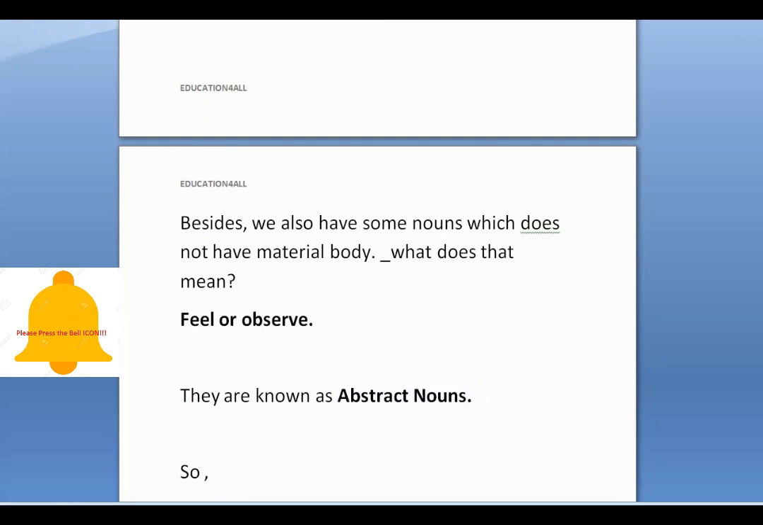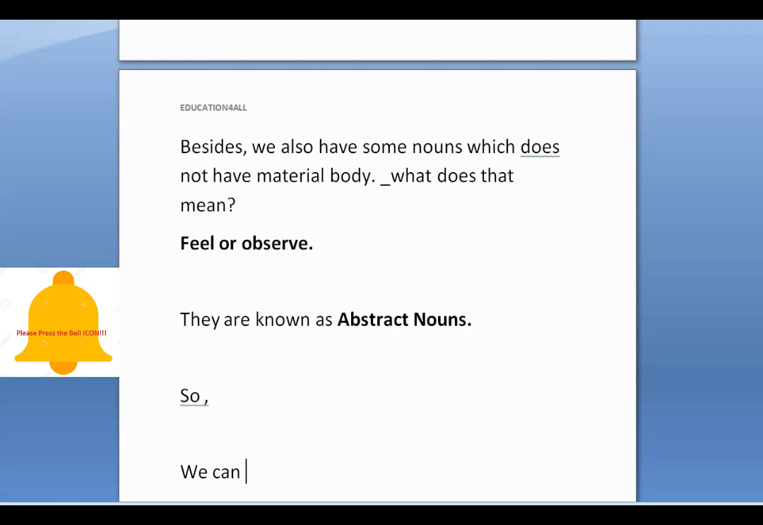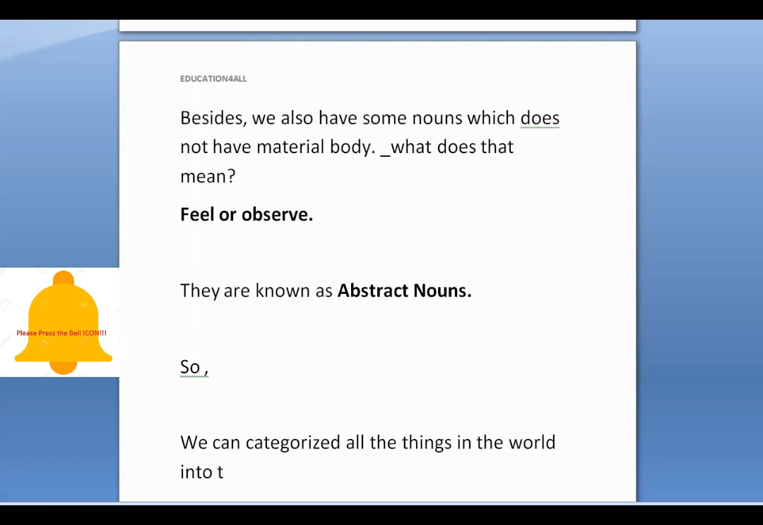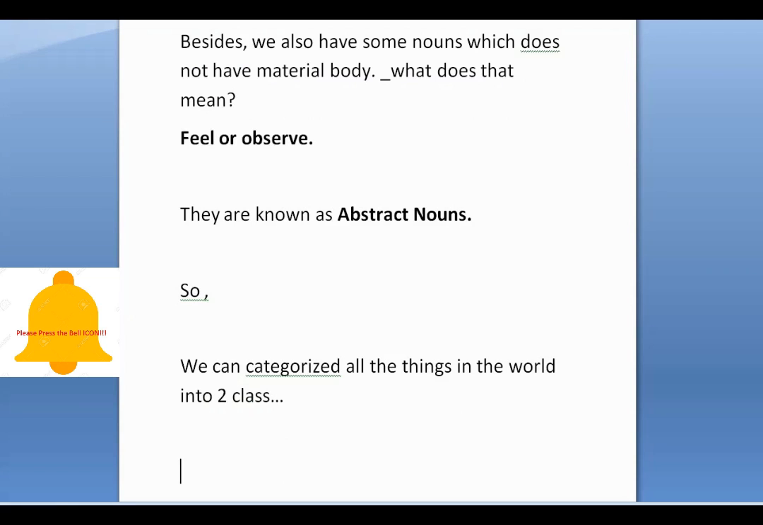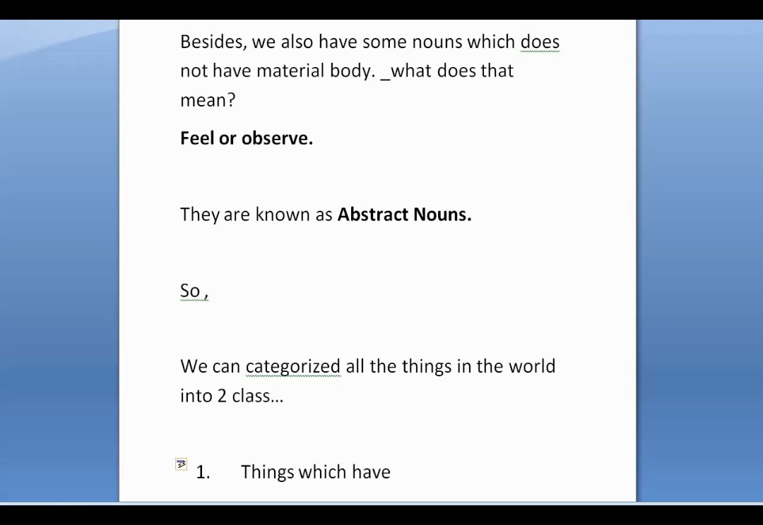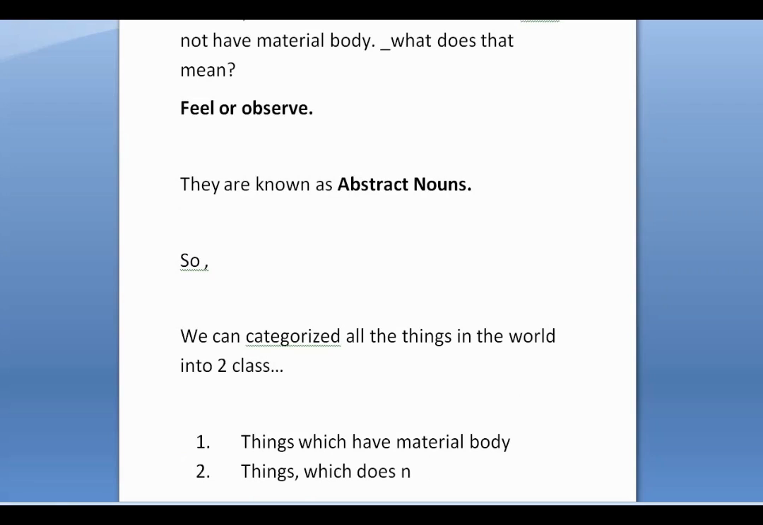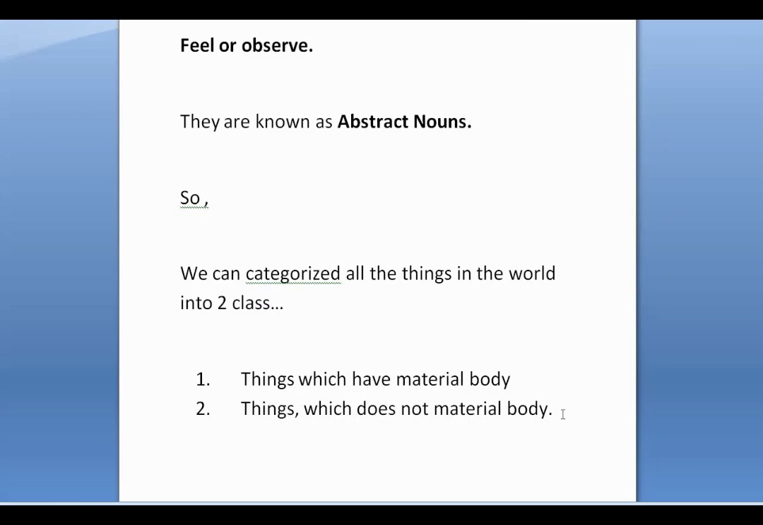So on the basis of the above definition, we can categorize all the things in the world into two classes. What are these? First, things which have a material body. Second, things which do not have a material body. As I mentioned, the things which do not have a material body, we call them abstract noun. And the things which have a material body, we name them concrete noun.